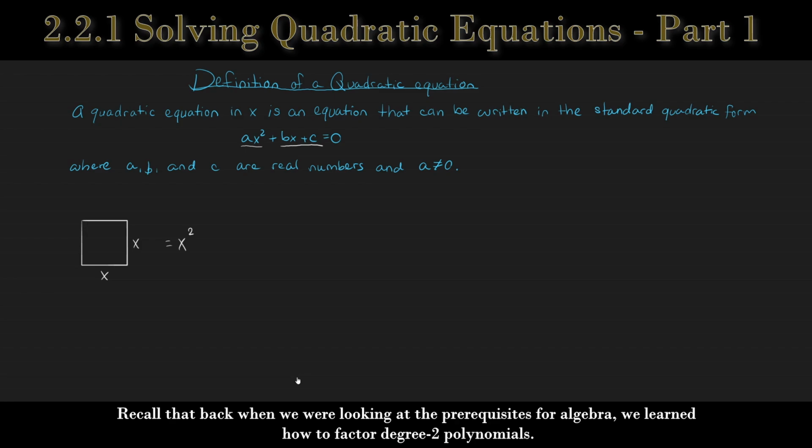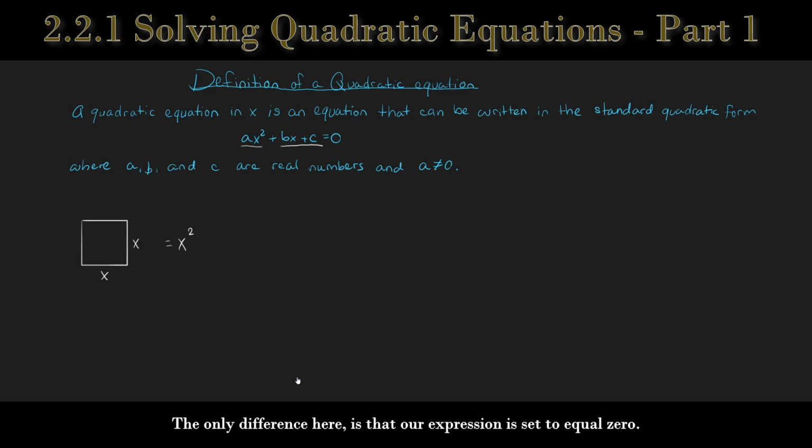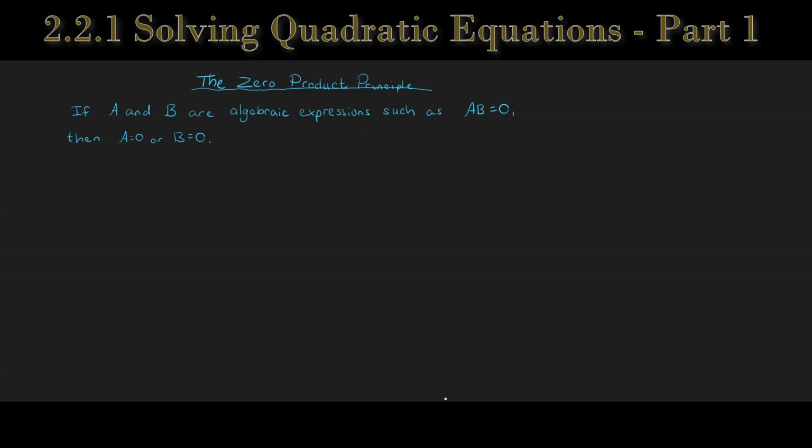Recall back when we were looking at the prerequisites for algebra, we learned how to factor degree 2 polynomials. A degree 2 polynomial is actually a quadratic expression, so we already know how to factor quadratic equations. The only difference here is that our expression is set to equal 0. There's a common principle that can help us solve for x. The zero product principle: if a and b are algebraic expressions, such that a times b equals 0, then a equals 0 or b equals 0.